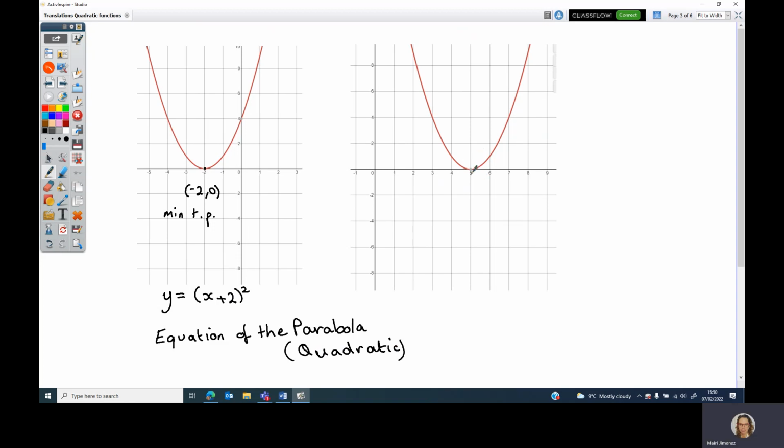The next one crosses at 5, so the minimum turning point is 5, 0. So the equation of this quadratic function is x subtract 5 all squared, because 5, 0 is also a min TP.